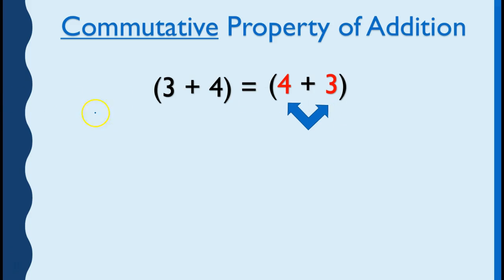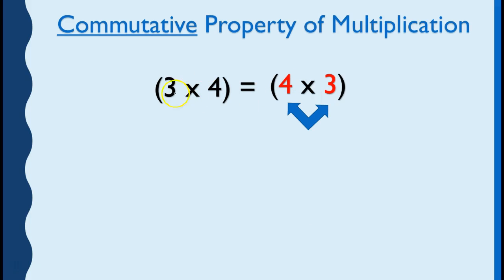Commutative is, I think, even simpler: inside the parentheses, you can switch the numbers around. You can move them. 3 plus 4, 4 plus 3. It doesn't matter. 3 plus 4 is 7. 4 plus 3 is 7. So inside of a parentheses, you can change the numbers around. That's the commutative property, and that's true for addition and multiplication. 3 times 4 is 12. 4 times 3 is 12. All right, so that's called the commutative property.